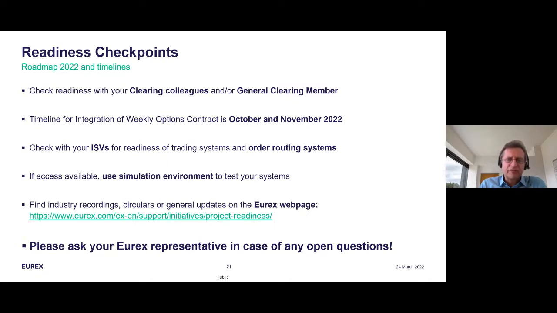Additional information can be found on the Eurex webpage. The link is provided here. And if you have some questions about the whole initiative, about the next generation ETD contracts initiative, then please ask your Eurex representative. We are interested to help to give you the support you need in order to make these trading opportunities available on your site.